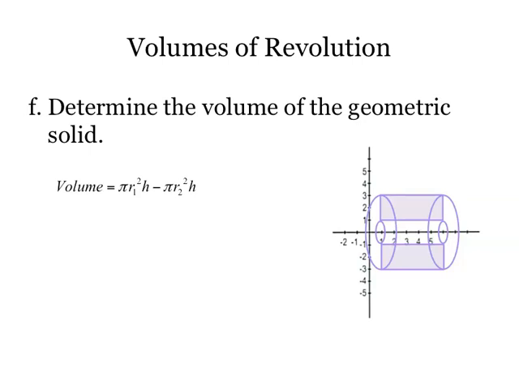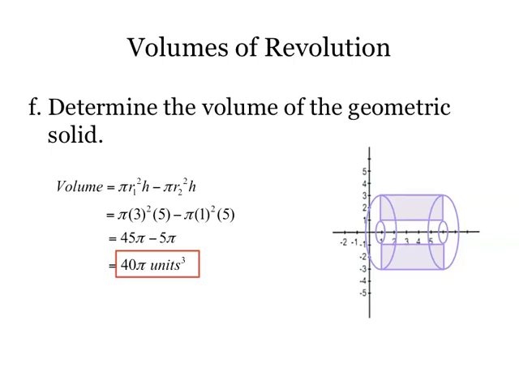Minus pi times the radius of the smaller cylinder, the hole that's taken out. So that's a radius of 1. So this will be pi times 1 squared, and it's still a height of 5. Okay, so 3 squared times 5, that's 45 pi, minus 1 squared times 5 times pi, that's 5 pi. And so 45 pi minus 5 pi is equal to 40 pi units cubed. And again, this is the way that we would give our answer as an exact answer. If you wanted an approximate answer, you could feel free to multiply 40 times pi and get an approximate answer.